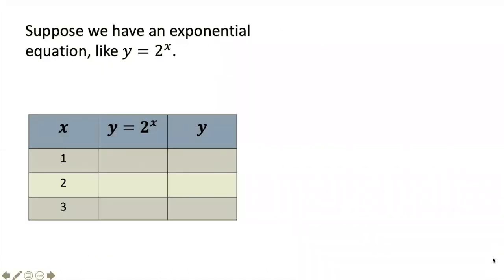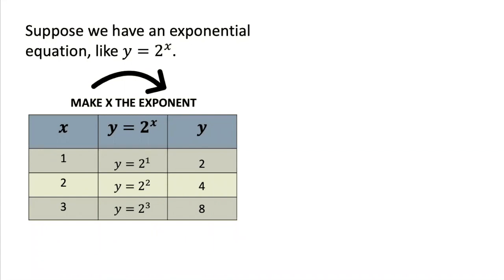Suppose we have an exponential equation like y equals 2 to the x power. I have set up a table of values where I'm going to substitute different values of x into that equation. Next, I'm just going to evaluate those expressions on the right, and I get these values for y. So for the input, x equals 1, I get an output where y is 2. 2 becomes 4, 3 becomes 8. So what I did is I took the x value and I made it the exponent on a base of 2. How do you undo that?